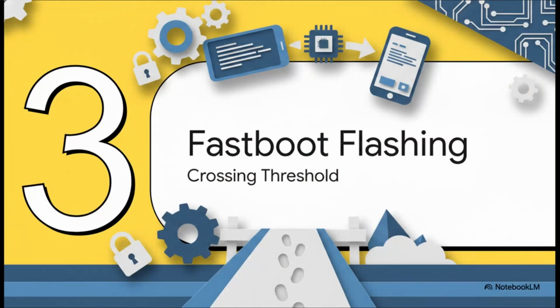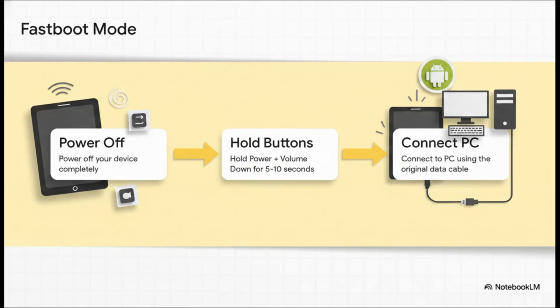Here we go. Phase 3, fastboot flashing, crossing the threshold. First up, we have to get the tablet into a receptive state. Go ahead and power it off completely. Next, press and hold both the power and volume down buttons at the same time for about 5 to 10 seconds. Now, don't panic if the screen looks totally weird compared to your normal startup. Just keep holding until the Fastboot logo pops up. Once you see that, plug the tablet into your PC using that original cable.